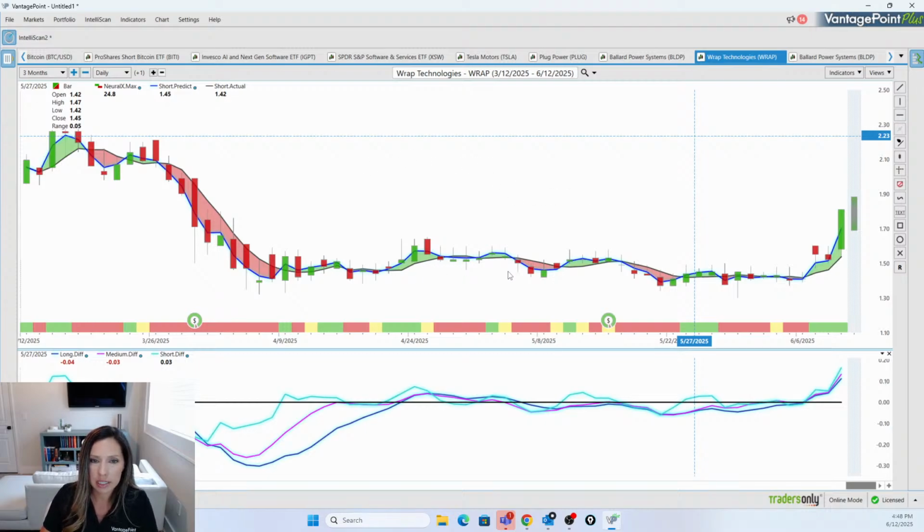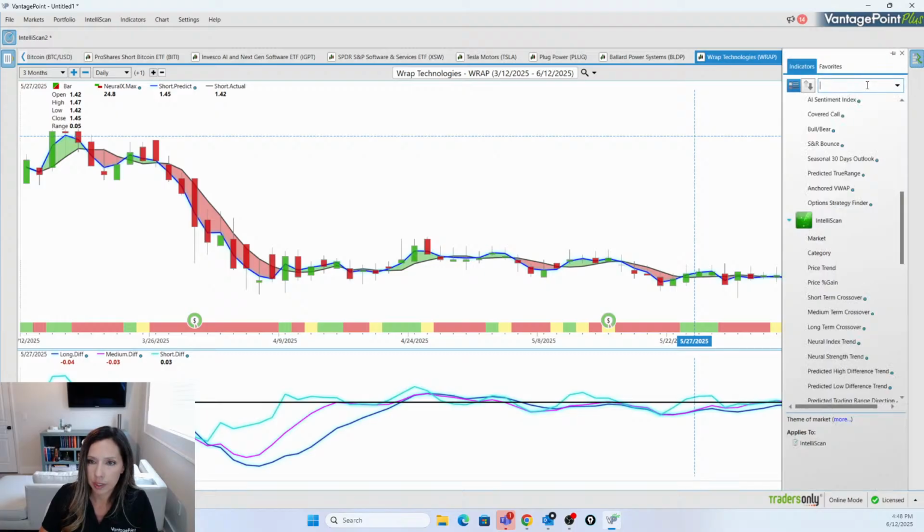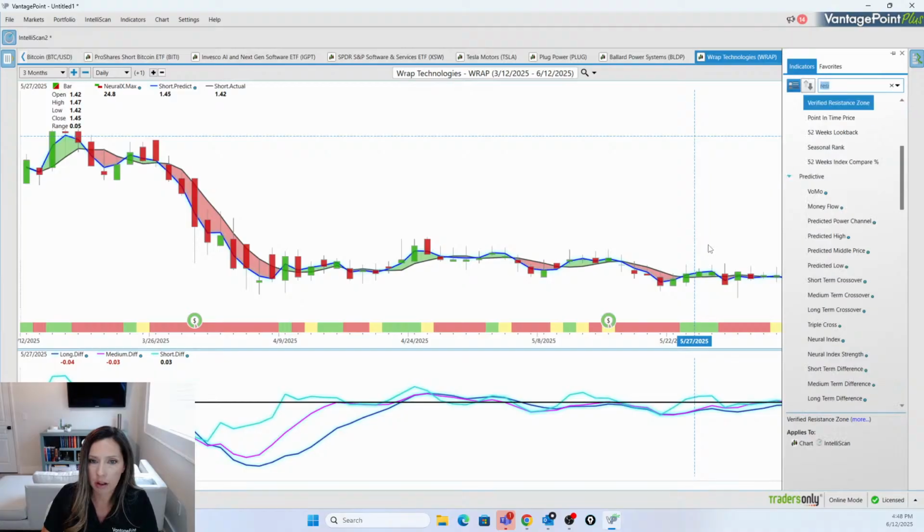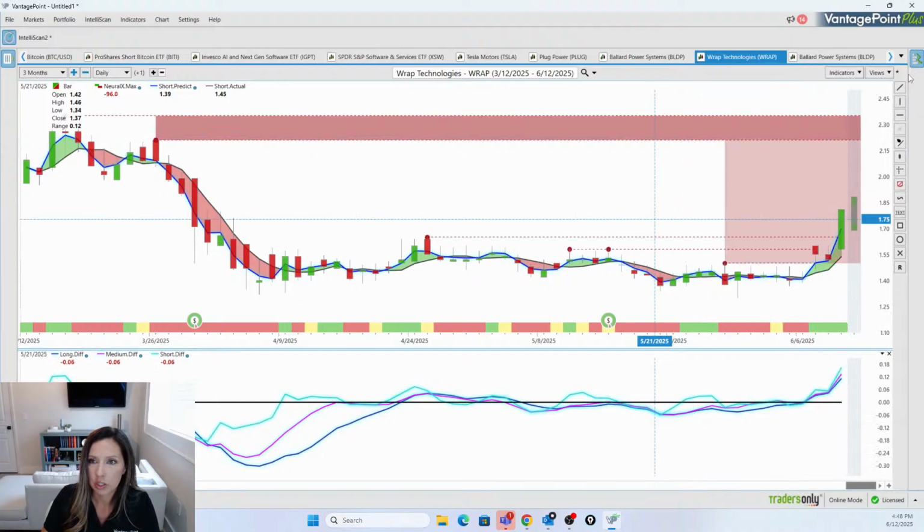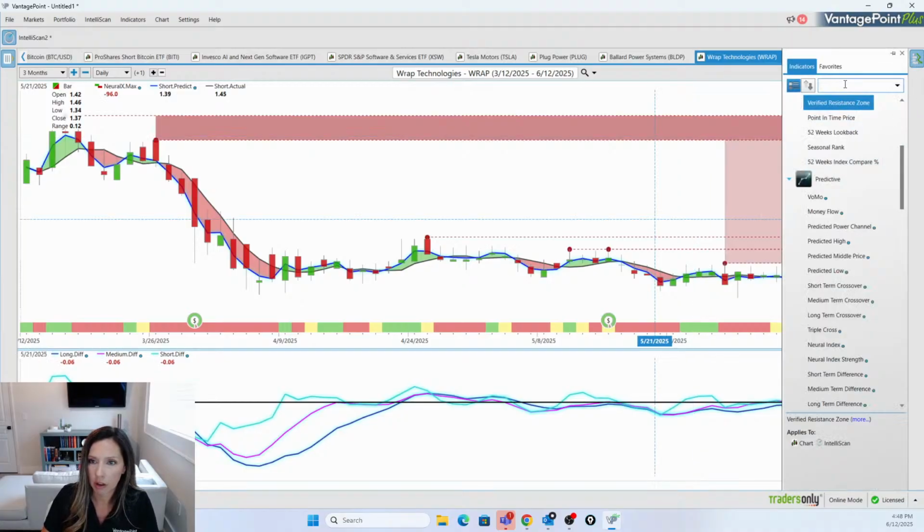So as we see this area of consolidation, I'm going to add just a few indicators. Now, of course, there's always more, right? But if we look at things like resistance, let's add on this verified resistance zone, and let's also add on that support that we were talking about earlier.